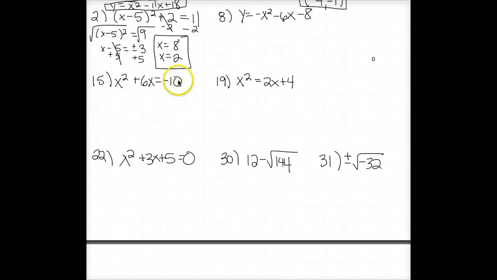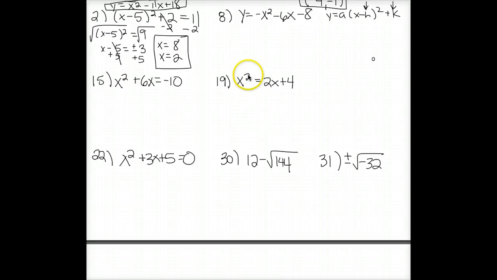Number 8 is one of the longest problems on this review. These are the ones where it gives us a standard form equation, which is what I have here, and asks us to write it in the form y equals a times (x minus h) squared plus k. Remember that this is called vertex form because the vertex is at (h, k). So h is the x coordinate of the vertex, k is the y coordinate. The way that we did this in class to rewrite it in this form was to complete the square.